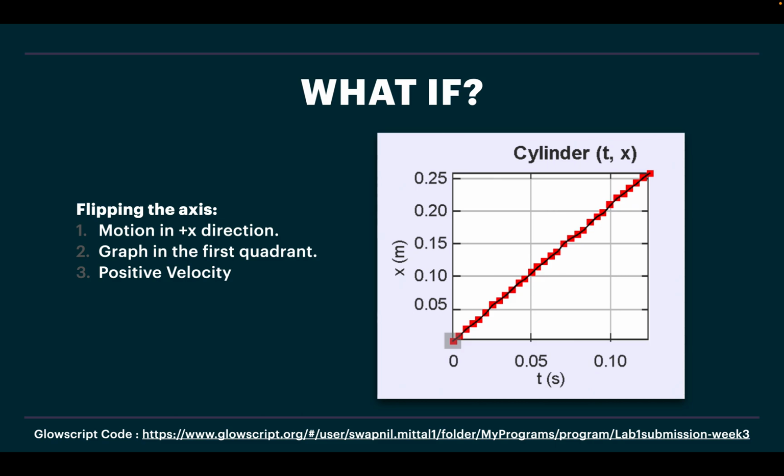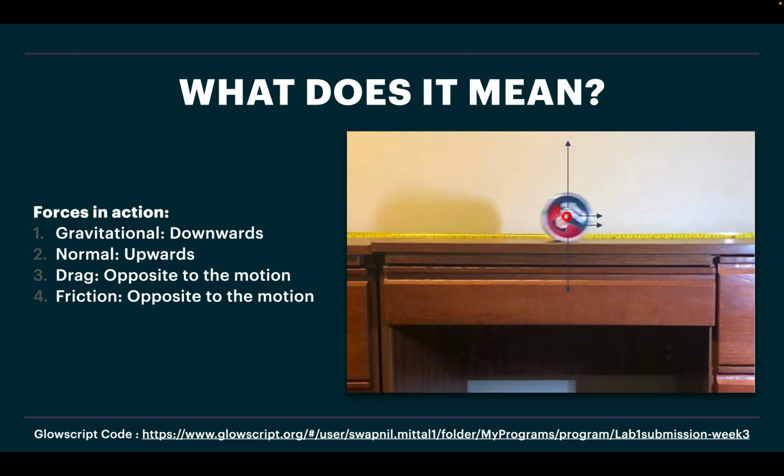If the axis of the motion is flipped, the motion will be in the positive x direction, and the object will have a positive velocity. Also, the graph of the motion will be in the first quadrant. The forces in action that cancel out to be 0 were the gravitational force, which pulls the object downwards, the normal force, or what we call the contact force, which keeps the object upright on another object, drag, which acted opposite to the motion, and friction, which again acted opposite to the motion of the cylinder.